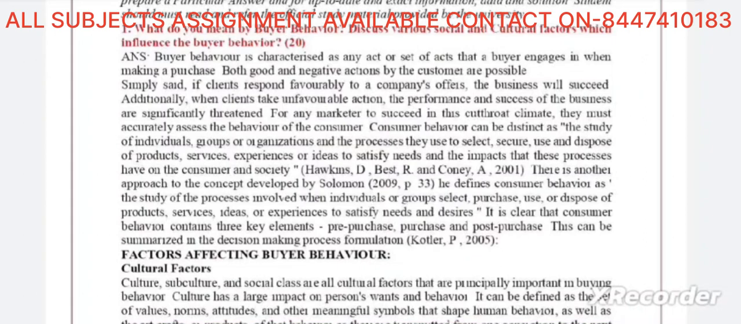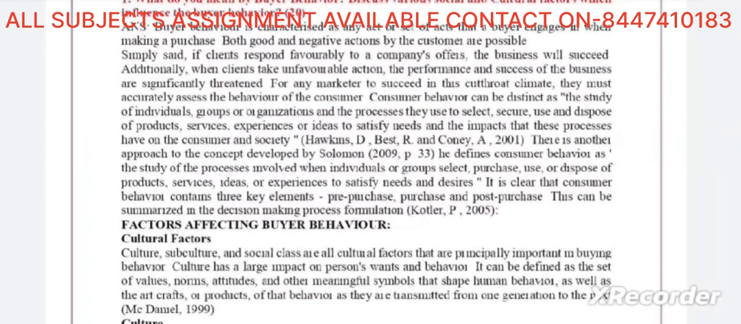There is another approach to the concept developed by Solomon. He defines consumer behavior as products, services, ideas, experiences to satisfy needs and desires. It is clear that consumer behavior contains three key elements: pre purchase, purchase, and post purchase. This can be summarized in the decision making process formulation.